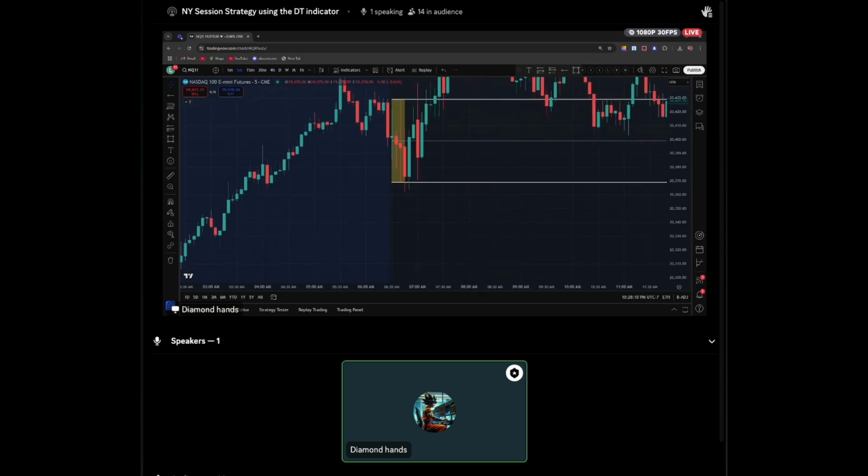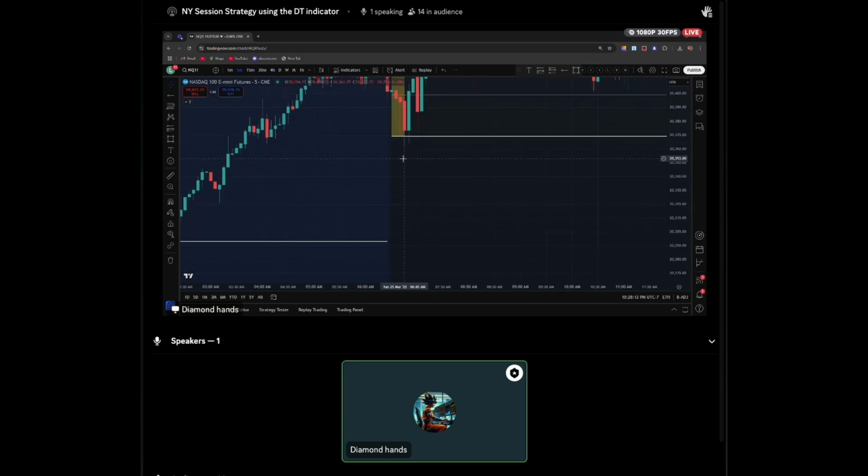But yeah, the perfect entry would be once it closes underneath the ORB. Even better if it retests it. Yeah.